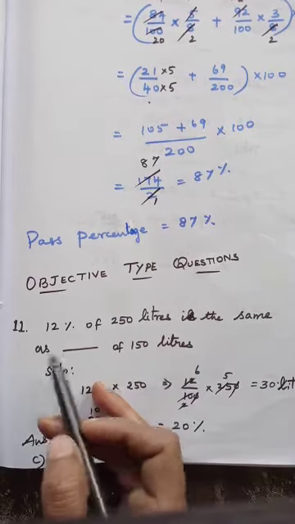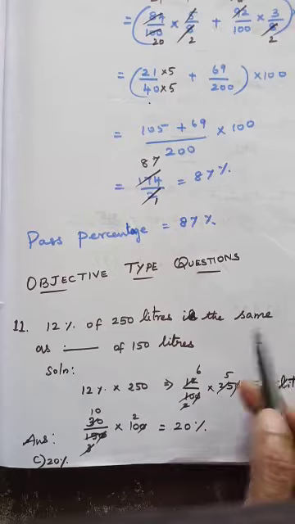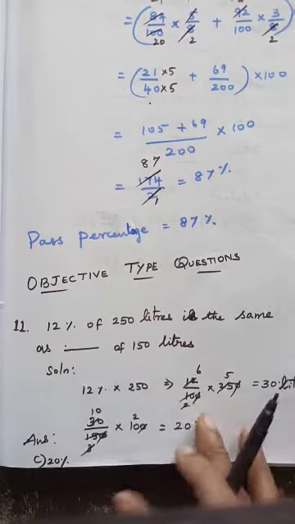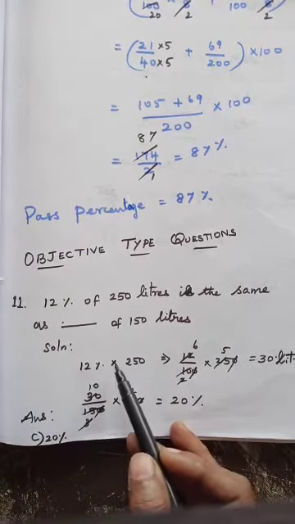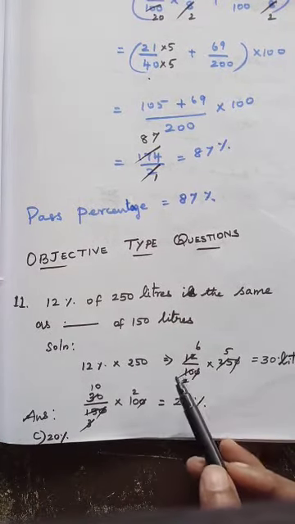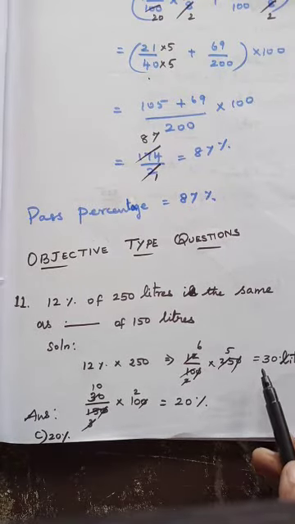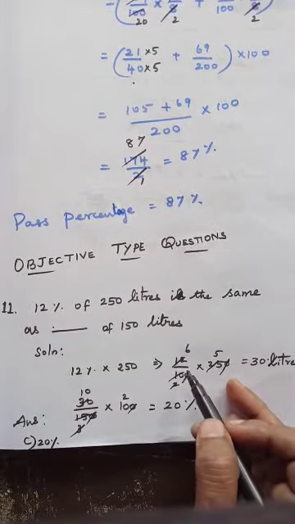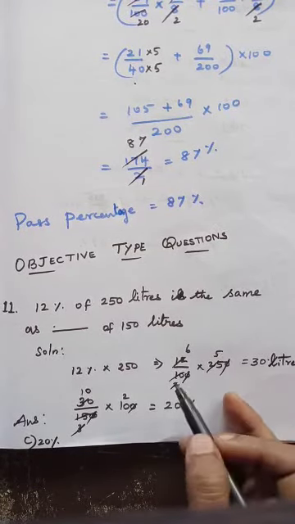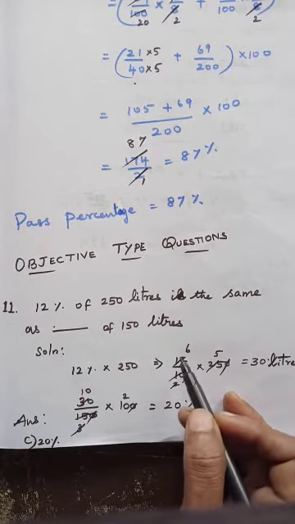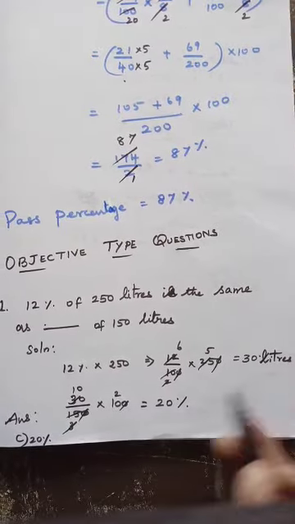Okay, this is 11th sum. 12% of 250 liters is the same as dash of 150 liters. Solution. 12% of means you have to multiply 250. So 12 by 100 into 250 is equal to 30 liters. You are cancelling, no? 0 0 cancel. Then 5 5s are 25, 5 2s are 10. So 2 and 12 gets cancelled, 6. So 6 5s are 30 liters.